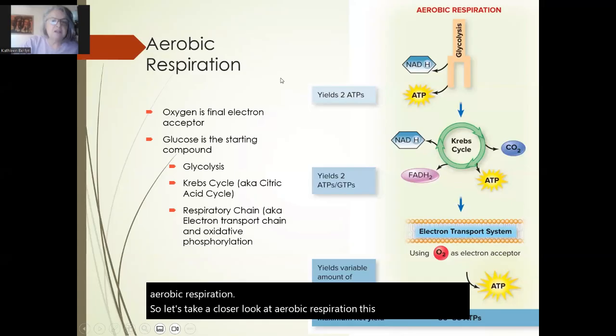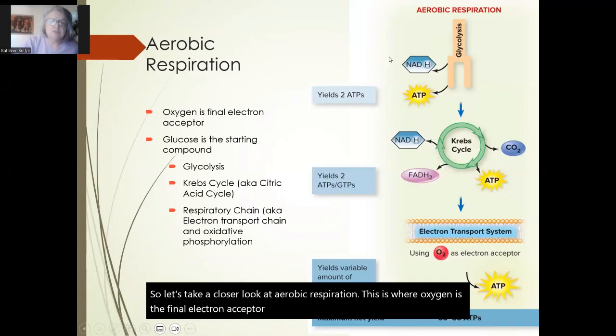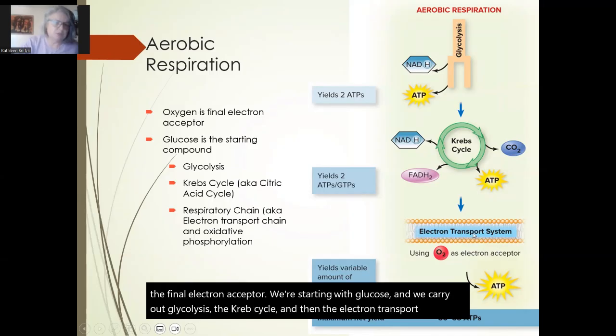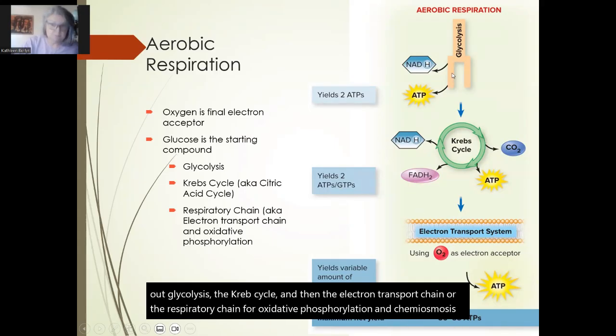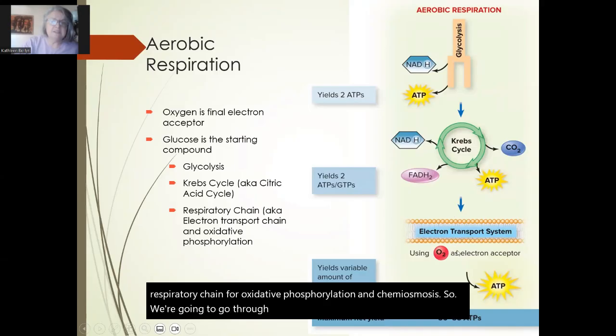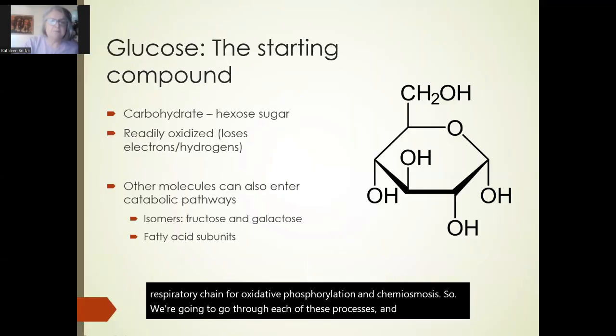This is where oxygen is the final electron acceptor. We're starting with glucose, and we carry out glycolysis, the Krebs cycle, and then the electron transport chain, or the respiratory chain, for oxidative phosphorylation and chemiosmosis. So we're going to go through each of these processes and what the steps are.